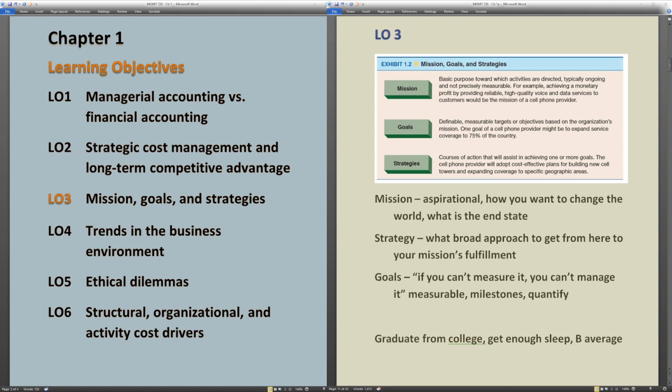And then goals. Goals are very quantifiable. There's an old saying in business: if you can't measure it, you can't manage it. So goals should be measurable. They should be milestones helping you achieve your mission through the strategy you've chosen, and they should be quantified. So for example, your mission could be, I want to graduate from college. What is your strategy? Get enough sleep. What is a goal? I want to have a B average. Well, there are a lot of strategies to getting through college, but I just chose one simple, quick one.